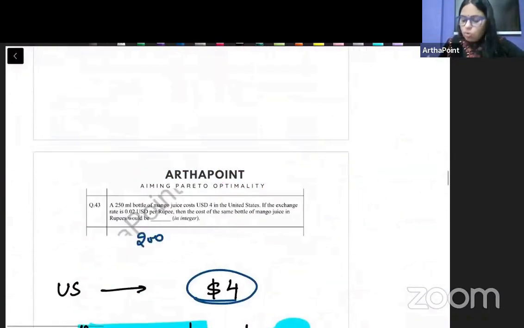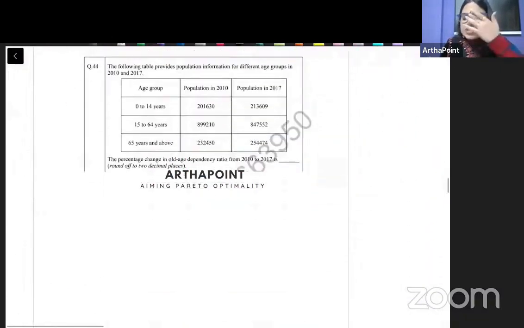Okay beta, come to the next question. It says the following table provides you with population information for different age groups. And what is the question asking you? The percentage change in old age dependency ratio from 2010 to 2017 is. So try to understand that whenever we need to do such a question, look beta, it is asking for the percentage change in old age dependency ratio.